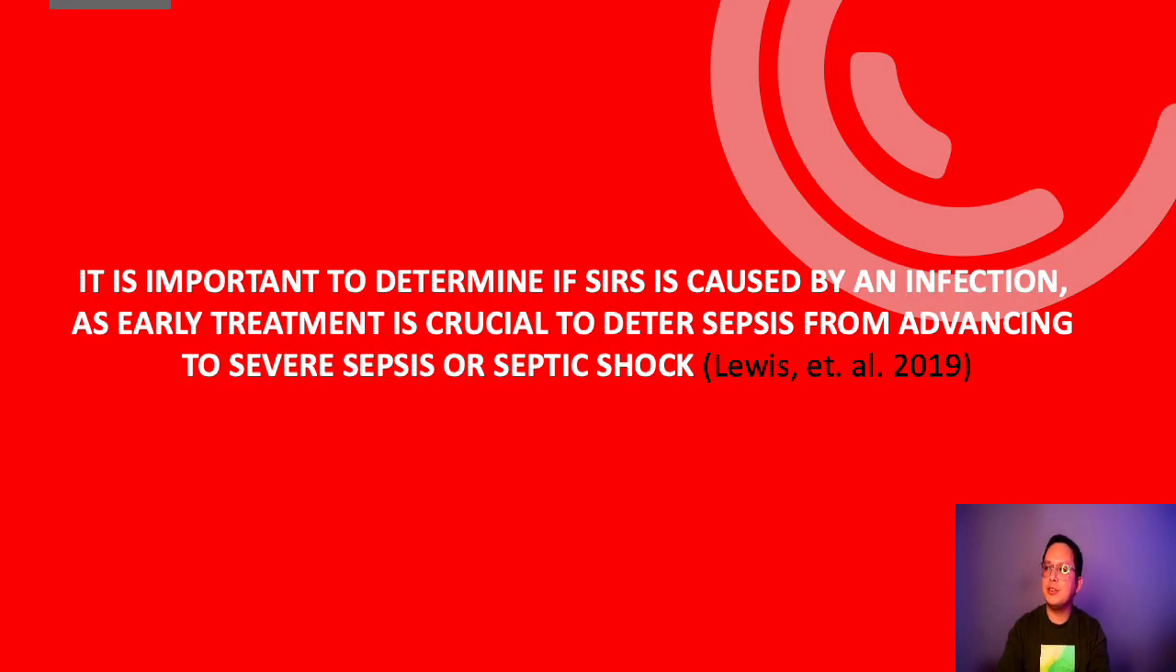So it is important to determine if SIRS is caused by an infection, as early treatment is crucial to deter sepsis from advancing to severe sepsis or septic shock. So we need cultures in order to know what type of infection and which kind of antibiotics we need. A useful biomarker to check is serum procalcitonin (PCT) levels, as well as other diagnostic criteria.